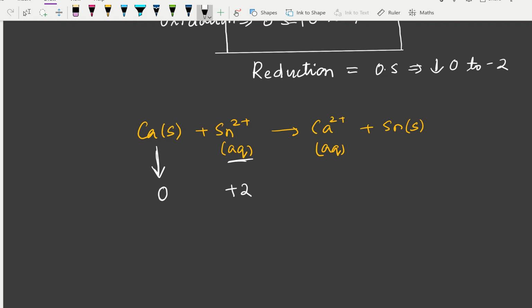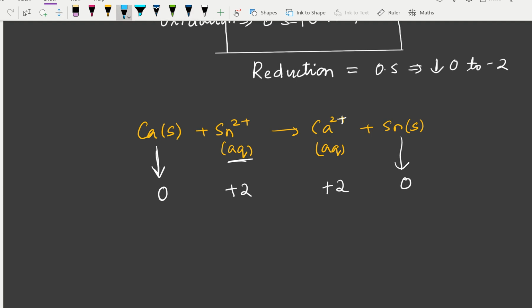On the other side, it's mentioned Ca2+. Again it is a part of a compound, dissolved in water, so aqueous. So the charge is +2. And again tin, you can see tin is a solid. Solid meaning the tin element has been formed, and it is in the pure state, so it is uncombined. It has an oxidation number of 0.